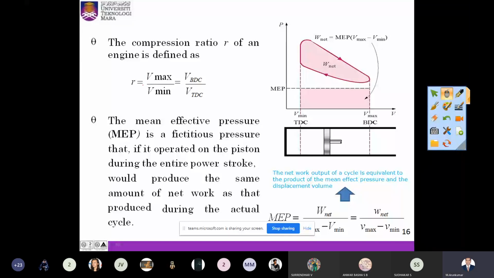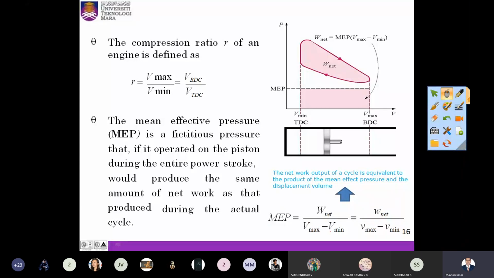Then we have the other terminology, mean effective pressure, which is called MEP. That is a fictitious pressure that, if it operated on the piston during the entire power stroke, would produce the same amount of net work as that produced during the actual cycle. It can be calculated with this formula: mean effective pressure is equal to W net by stroke.